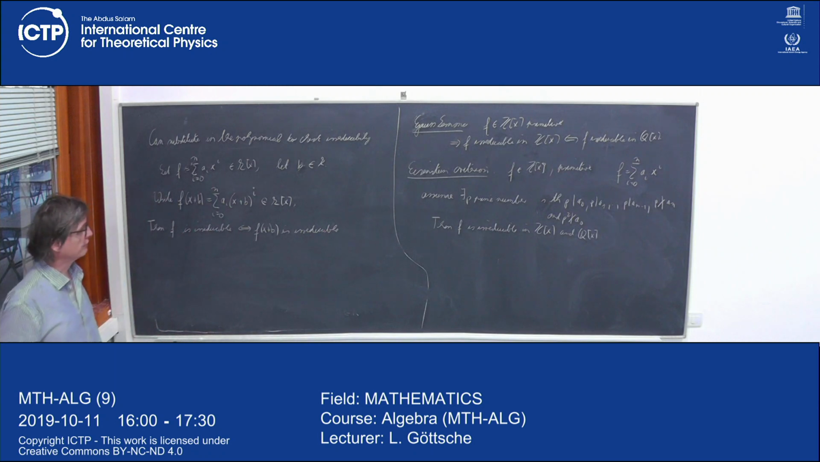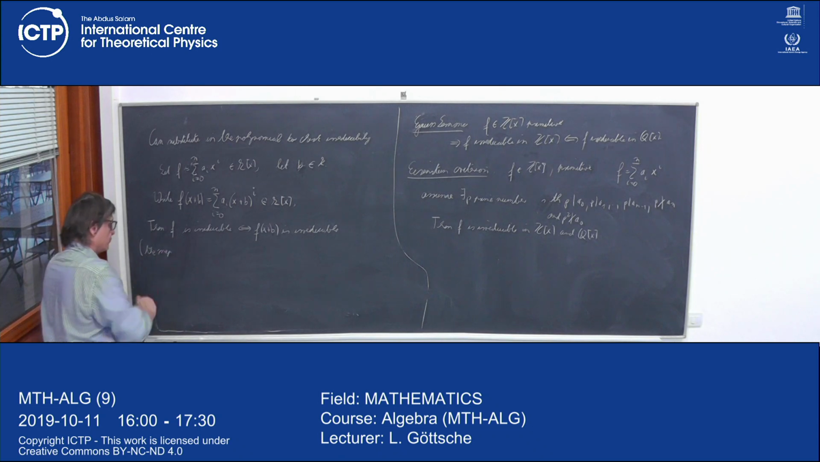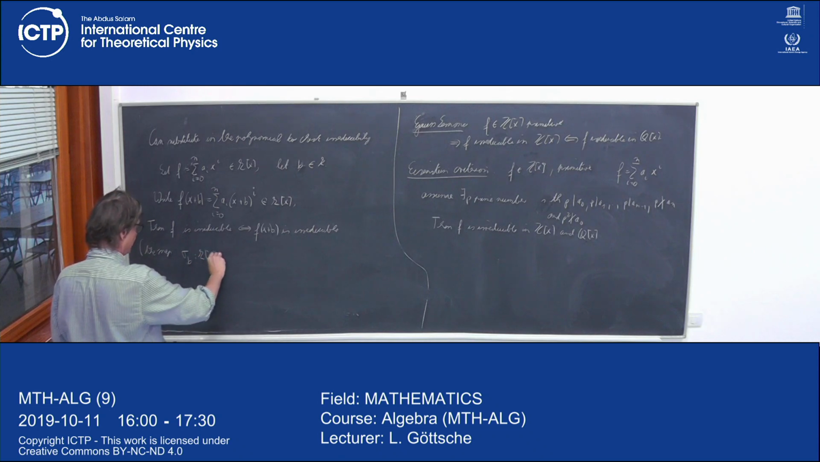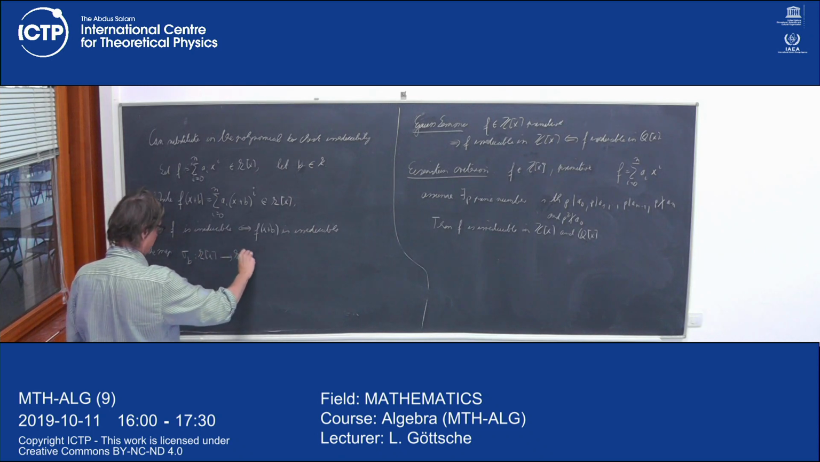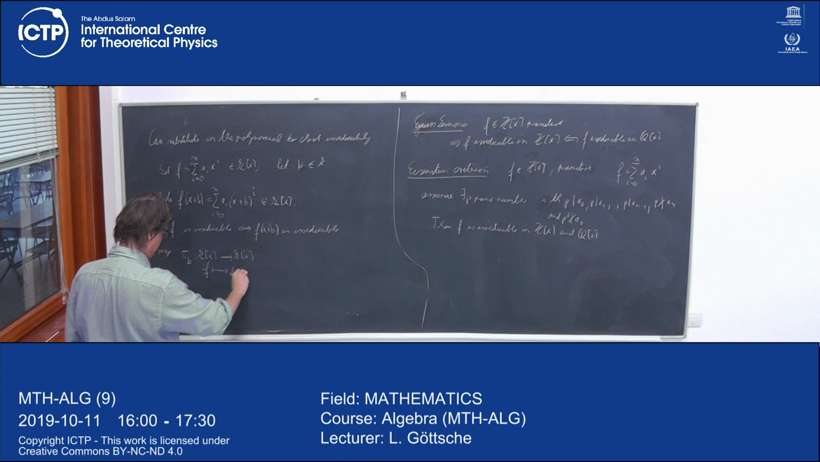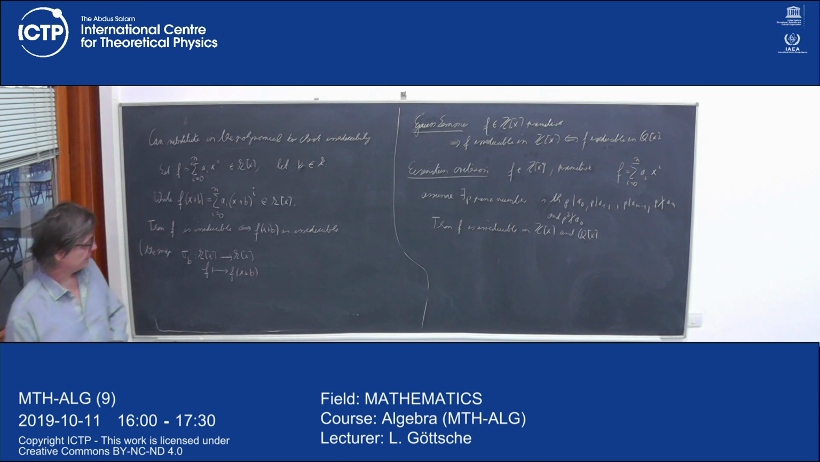This is just because the map, which I could call sigma_b from K[x] to K[x], which sends a polynomial f to f of x plus b, you can see that this is a ring homomorphism.